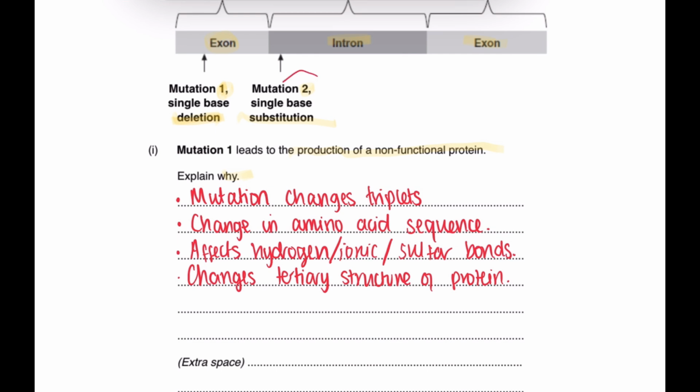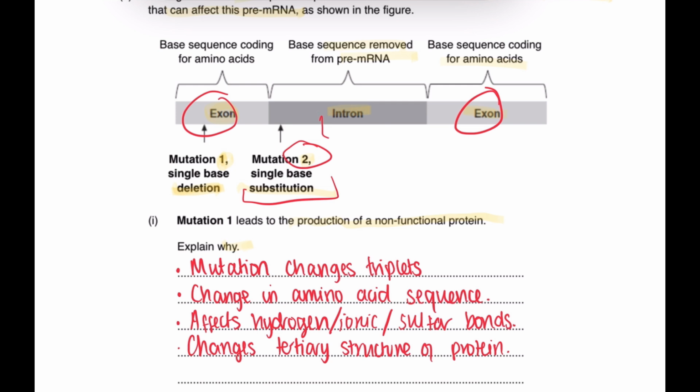If they did ask about mutation 2, this will not have any effect because the only ones that will have effect is on the exons. In an intron, it won't have effect because either way, it's completely removed from pre-mRNA.